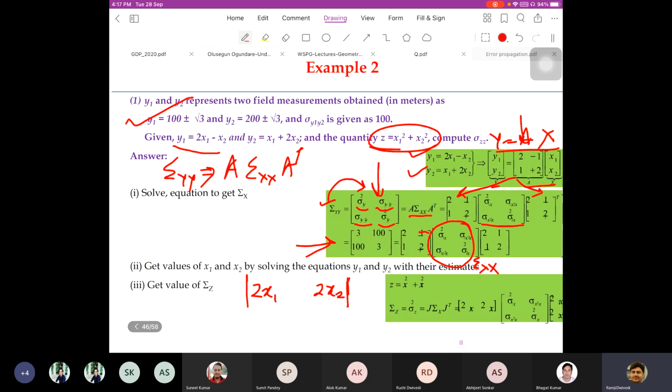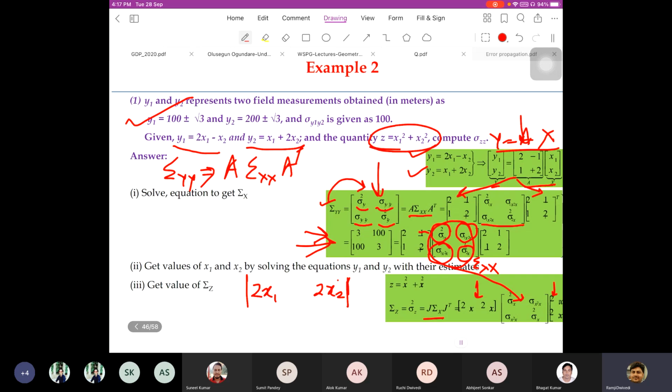From your basic mathematics, you try to solve this equation. You will get the values of x1, x2. The moment you get the values of x1 and x2, you put them down here in the Jacobian transpose, and solving this equation by opening the multiplication, you can get the value of each individual component, which you put down here, and then you will solve it. So this is your basic understanding, you are doing it.